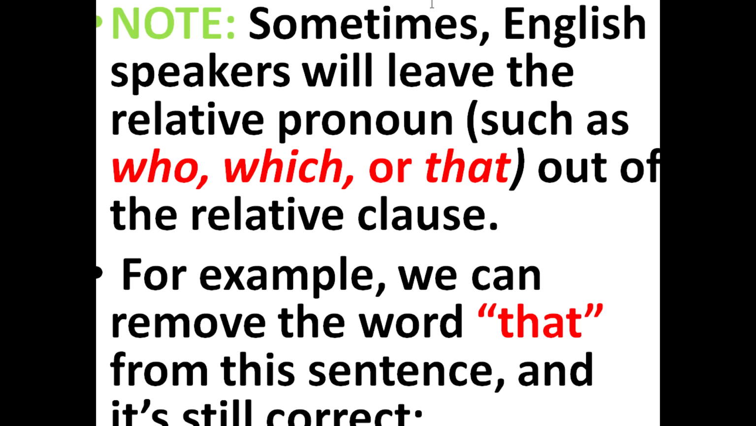Note: sometimes English speakers will leave the relative pronouns such as who, which, or that, out of the relative clause. For example, we can remove the word that from this sentence and it's still correct. He can't stop talking about the movie that he saw last week.